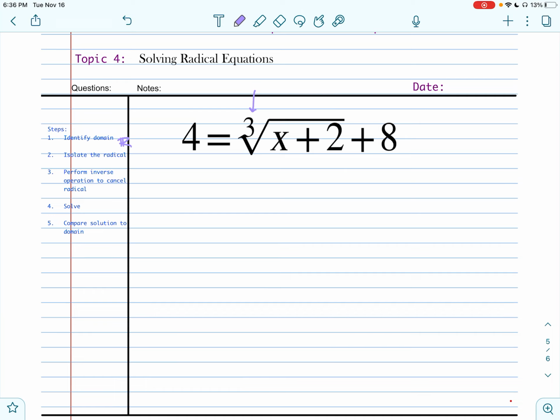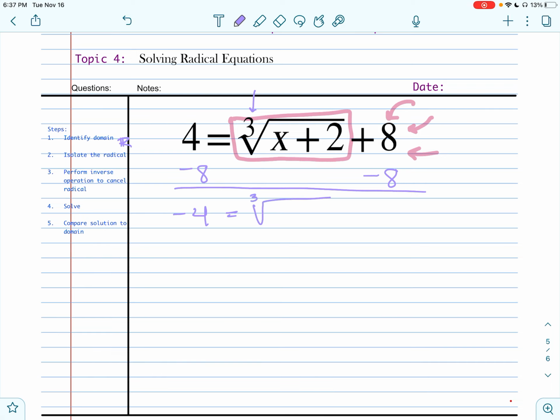Okay, isolate the radical. Look, I do have something. If I circled my radical here, I have something on the outside that I need to get rid of. So the first step in isolating the radical is to move it to the other side. I just copy down what I have, cube root of x plus 2. Okay, identify, isolate, perform the inverse operation.